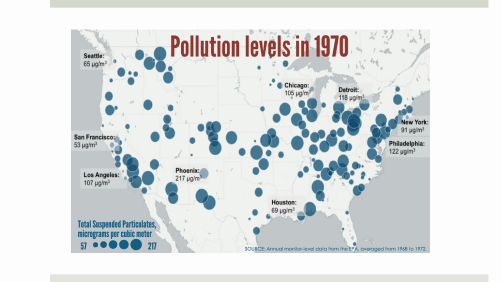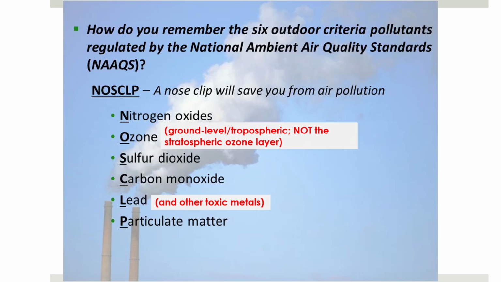So this just gives you an idea. Before the EPA Clean Air Act, you can get a feel from just this graph of the suspended particulates and the pollution levels in different cities, and how much pollution there really was in the atmosphere. This was from 1968 to 1972. So it's obvious from this image that the Clean Air Act was necessary.